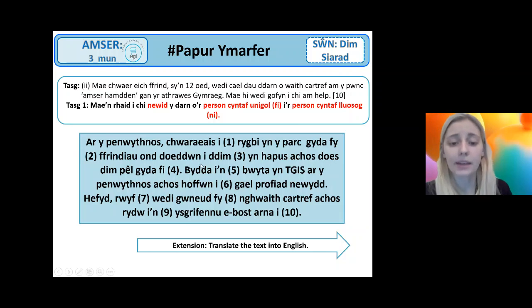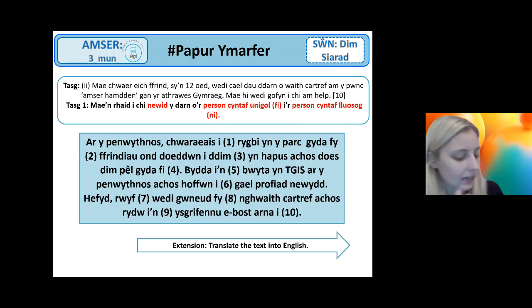Okay, so next, bydda i, I will be, and we need to change to we will be. Then you have hoffwn i, I would like, and we need to switch that to we would like. Then you've been given quite a formal version. You should have seen this maybe in some poetry. So rydw i wedi. Can anyone type in the chat what's the informal version of rydw i? Can anyone think of an informal version?